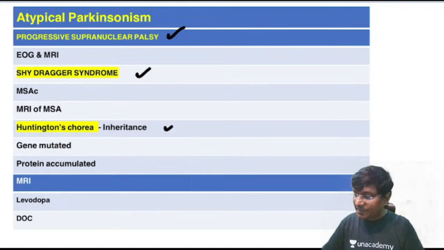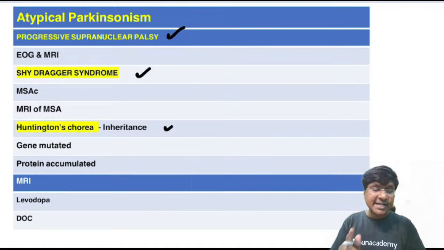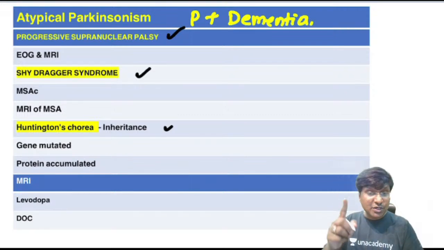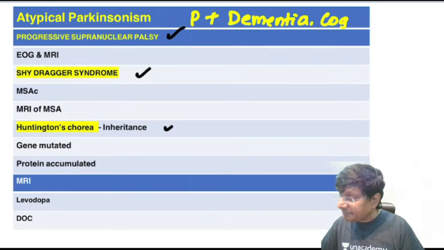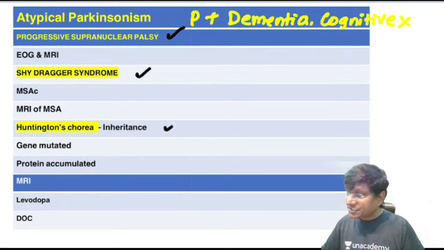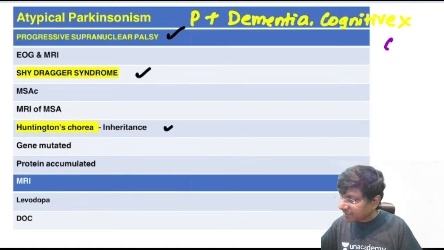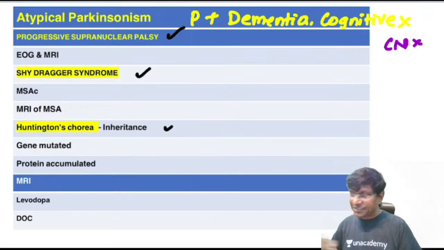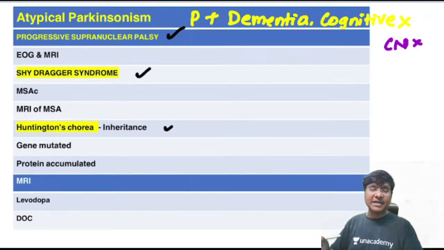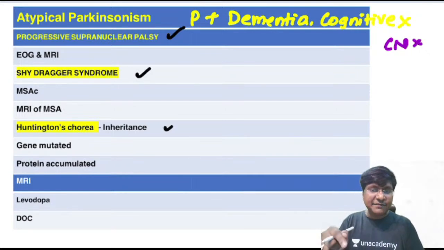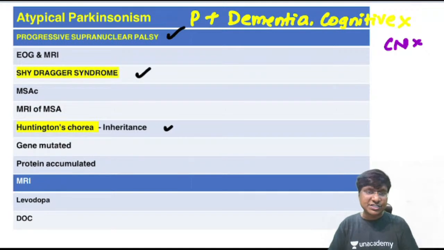Now, what exactly do you mean by atypical Parkinsonism? Atypical Parkinsonism means that along with the features of Parkinsonism, the patient will also have dementia, a cognitive defect, and there will also be damage to the cranial nerves. That is atypical Parkinsonism, or we call it Parkinson plus syndrome, where along with the features of Parkinsonism, the individual will have additional features as well.